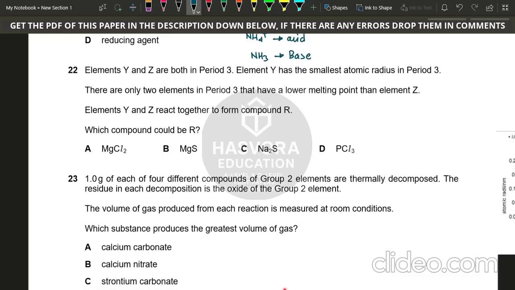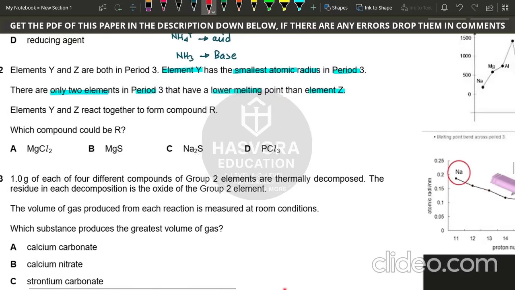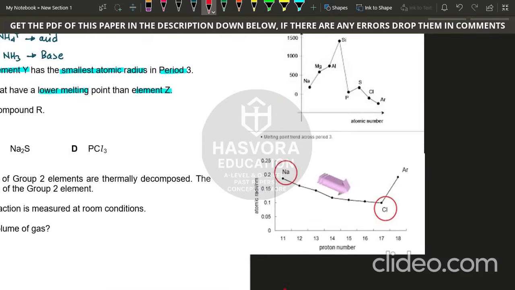Let's move on to question number 22, which says that elements Y and Z are both in period 3. Element Y has the smallest atomic radius in period 3, and there are only 2 elements in period 3 that have a lower melting point than element Z. Okay, so elements Y and Z react together to form a compound R. What could be the compound R? Okay, so let's see first of all. I have actually taken out these 2 graphs. So first of all, for element Y, they told us that it has the smallest atomic radius.